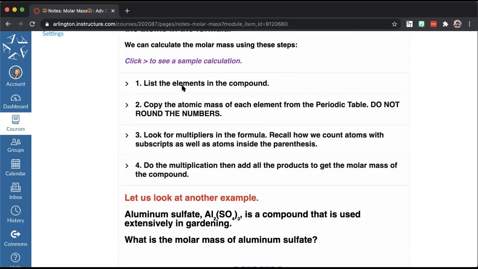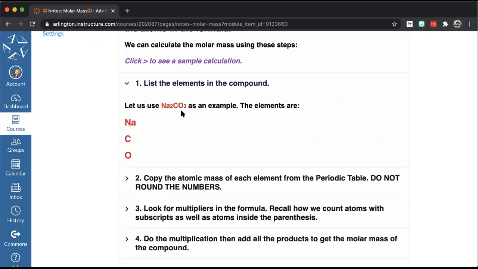So the first thing you always want to do is list the elements. So you need the chemical formula. If they give you the chemical formula, it's really easy. I can just look and I can say, okay, there's Na, which is sodium, there's C, which is carbon, and there's O, which is oxygen.